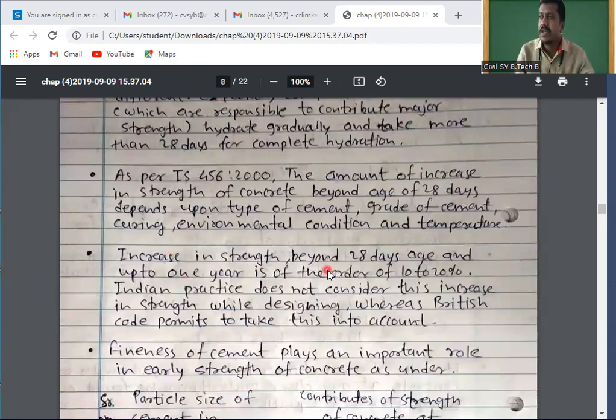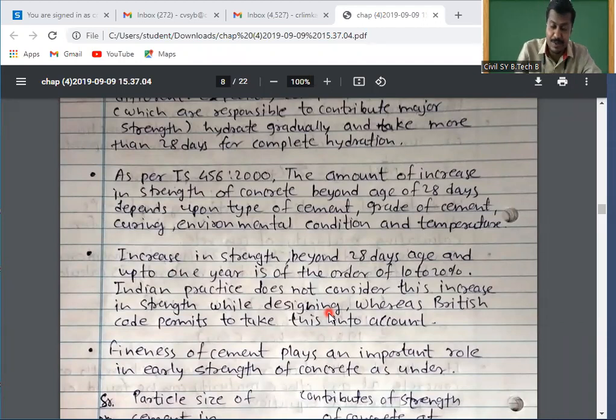So increase in the strength beyond 28 days and up to 1 year is of the order of 10 to 20%. बघा कसं वाटतं? Is of the order of 10 to 20%. म्हणजे निश्चितपणे जसं तुमचं कॉन्क्रीटचं एज होतंय, ठीक आहे, एखादी इमारत आहे 6 महिने जुनी आहे, 1 वर्ष जुनी आहे, 2 वर्ष जुनी आहे, त्या फेज मध्ये it may happen that it is going to gain the strength.